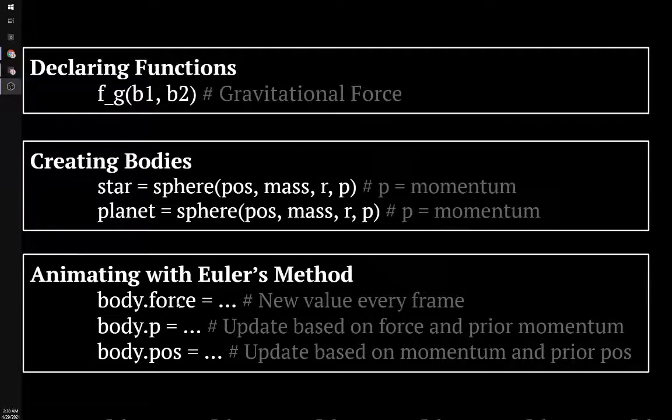You're going to calculate the net force on each of these, and you're going to calculate a new force every frame, which depends on just the distance between them. You're going to calculate a momentum based on the force that you just calculated and the prior momentum of the object, and this is the same thing we learned in week 2: old momentum plus force times our change in time. And then we're going to update our position using the momentum that we just calculated and the prior position.